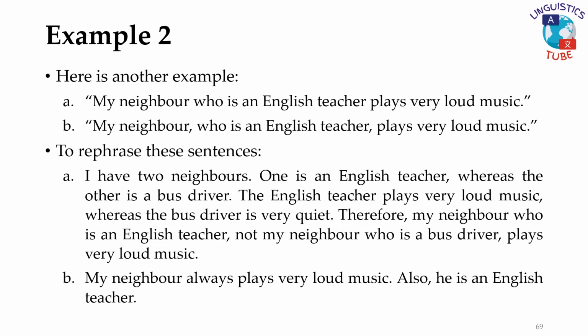Therefore, the relative clause determines the meaning of the noun phrase, because it provides the essential information of which neighbor is playing loud music. But for the non-restrictive relative clause, we can assume that the speaker only has one neighbor, so it is not essential to explain which neighbor is playing loud music. Instead, the purpose of the relative clause is to provide additional information to the listener about the neighbor.